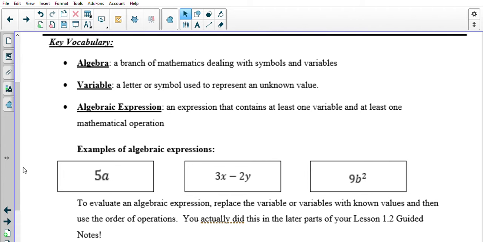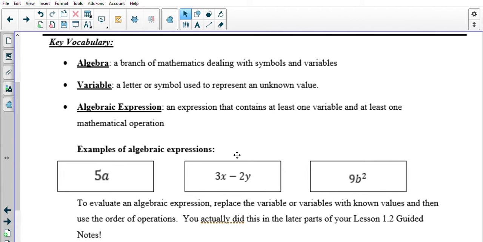So down below, and you're going to want to fill in these boxes here, these were just 3 examples of algebraic expressions. 5a, 5 times the variable a, that is an algebraic expression. 3x minus 2y is an algebraic expression. I threw in a different operation there. So we've got multiplication with subtraction. We can also have variables with an exponent. So 9b squared, that's an algebraic expression. Again, you're looking for a variable somewhere in that expression.